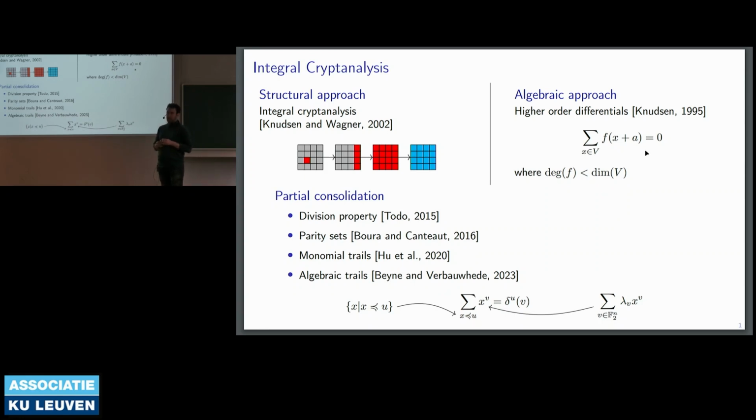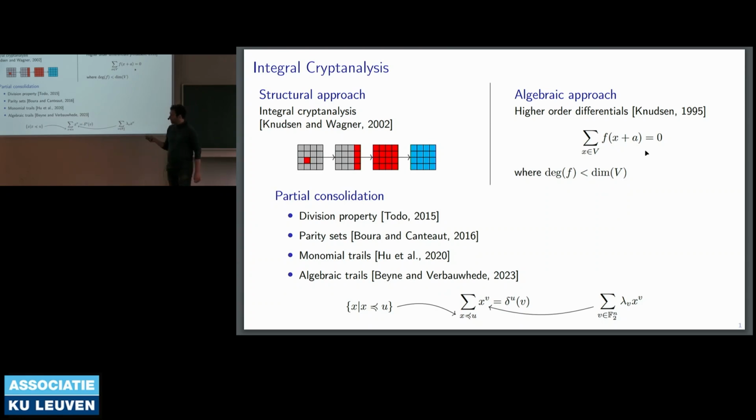There is a similar technique that's significantly older, called higher order differentials. The idea there is that if you have a low degree function, you can take an affine subspace which is of higher dimension than the degree of this function, and if you evaluate and then sum over the outputs, you also get a zero sum property. This is of course all over F2.